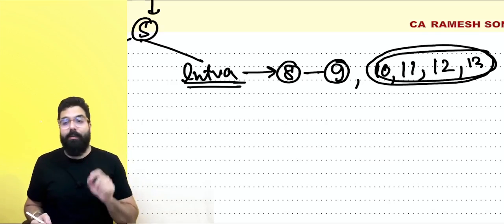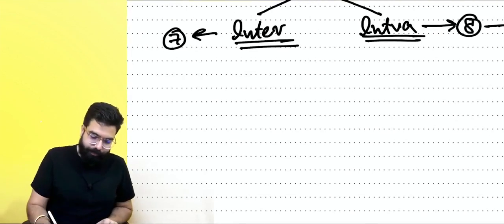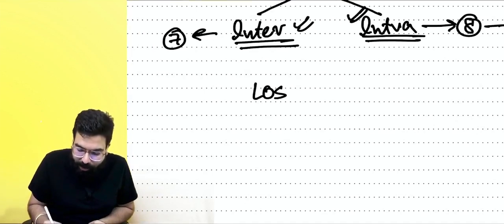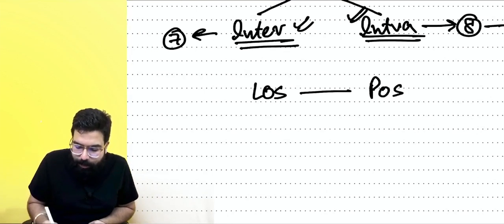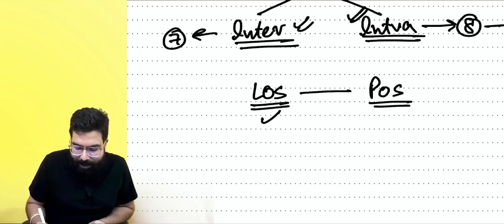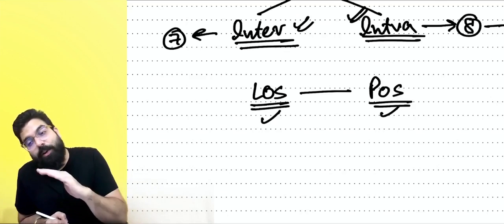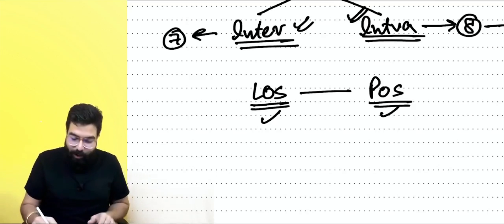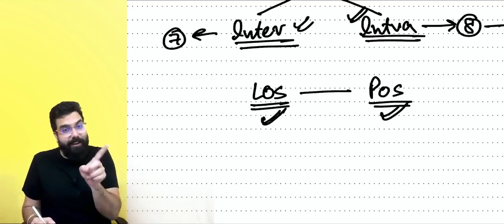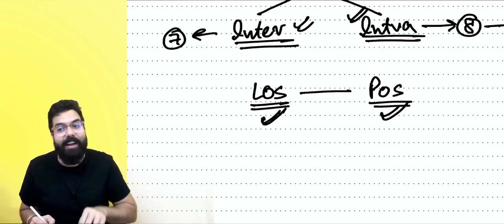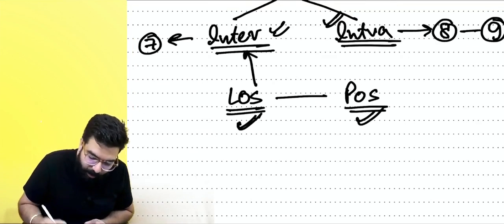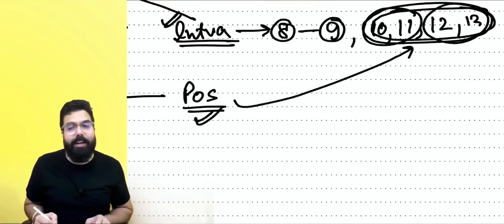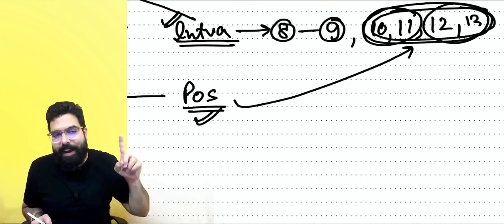Whenever we have to determine whether something is inter or intra, we should always see the location of supplier and the place of supply. If location of supplier and place of supply are in the same state or same UT, then it is always CGST and SGST, or CGST and UTGST. If they are in different states or different UTs, one state and one UT, then I hope you remember it is always interstate. So sections 10, 11, 12 and 13 help us in determining place of supply.